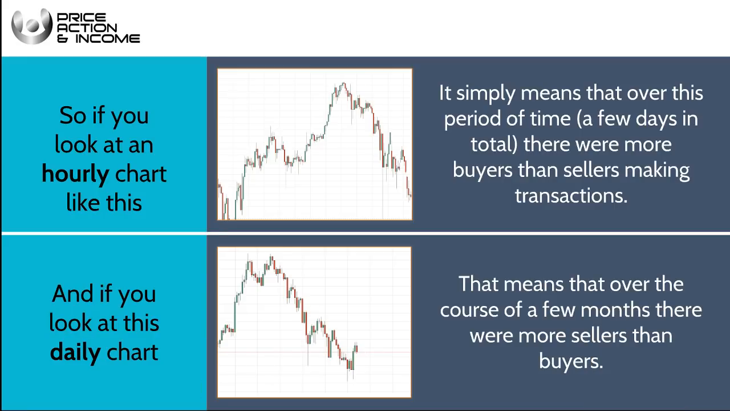So if you can look at an hourly chart like this, it simply means that over this period of time, a few days in total, there were more buyers than there were sellers. Over the course of a few months, there were more sellers than buyers. That's the difference between the daily chart and the hourly chart, right? All it means is it's just a battle. It's an auction. And the buyers win if it goes up. The sellers win if it's going down.